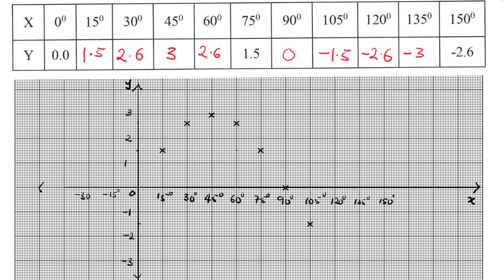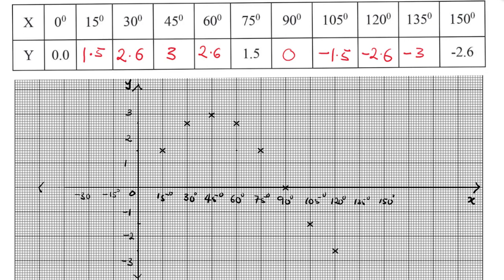Next is when x is 120 degrees, y is minus 2.6. So 120 degrees is here, then minus 2.6 is going to be 6 boxes under minus 2. This is 2.6, these are 6 boxes. 2.6 is here, and they are going to meet here because when x is 120 degrees, y is minus 2.6.